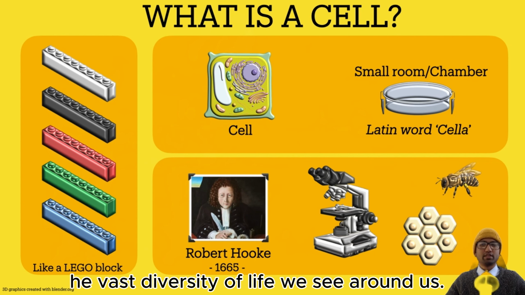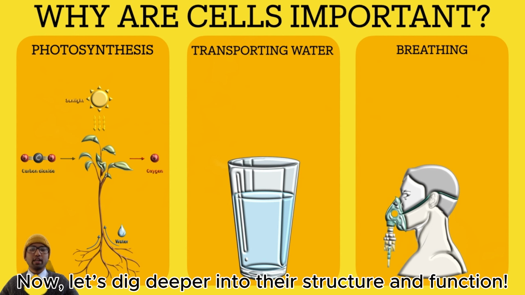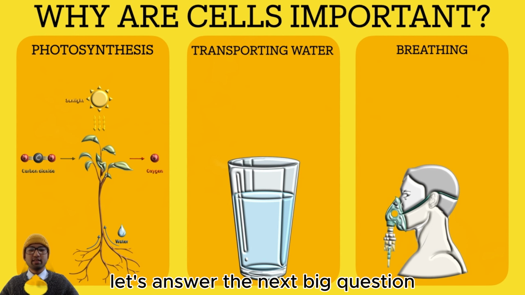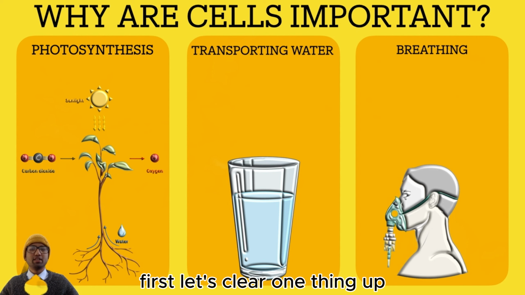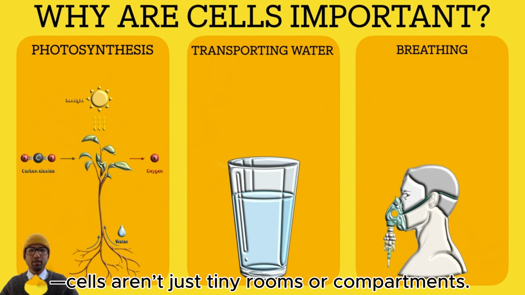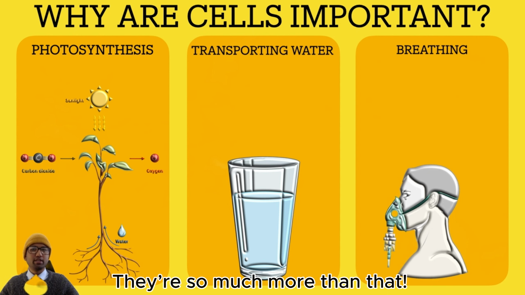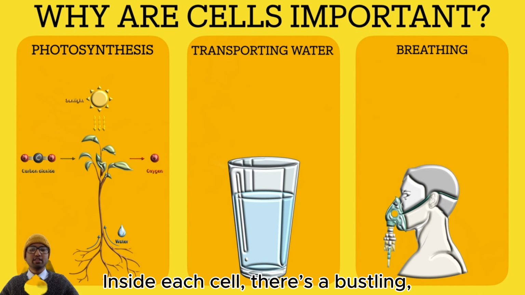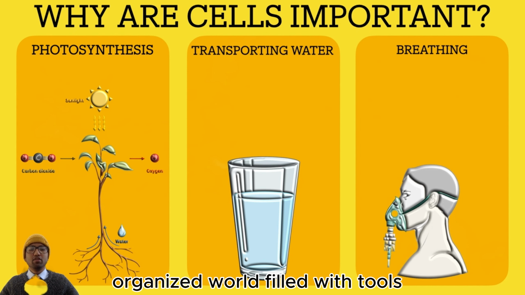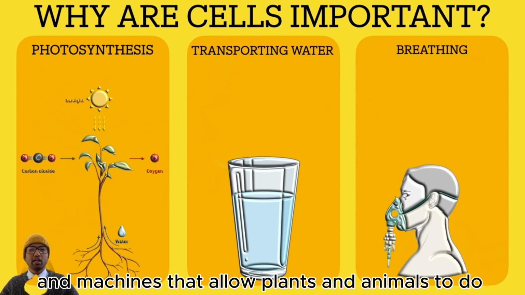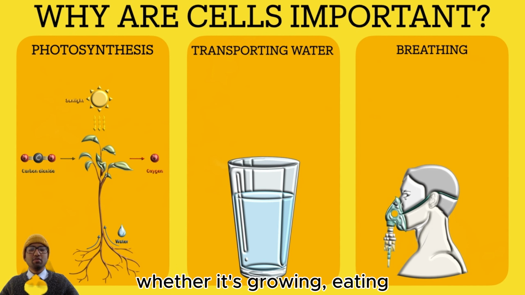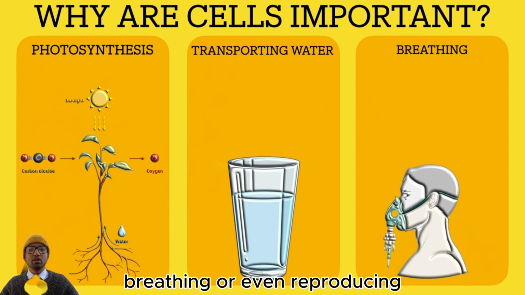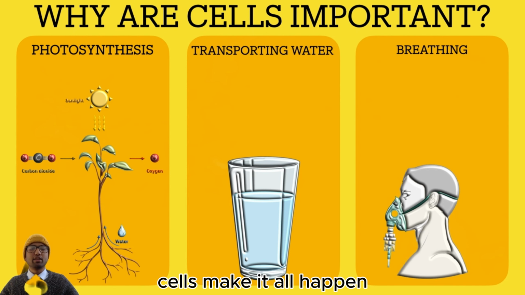Now that we have talked about what a cell is, let's answer the next big question. Why are cells so important? First, let's clear one thing up. Cells aren't just tiny rooms or compartments, they are so much more than that. Inside each cell, there's a bustling, organized world filled with tools and machines that allow plants and animals to do everything they need to survive. Whether it's growing, eating, breathing, or even reproducing, cells make it all happen.